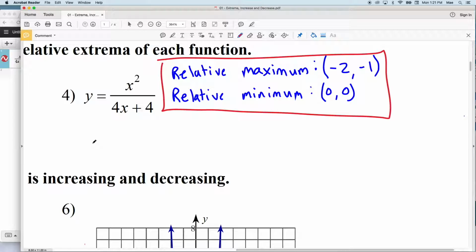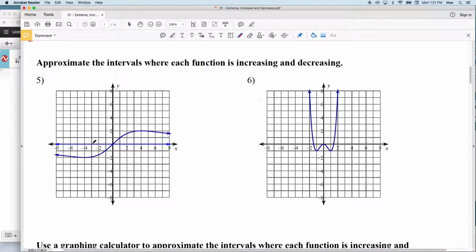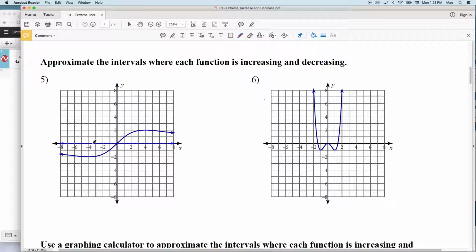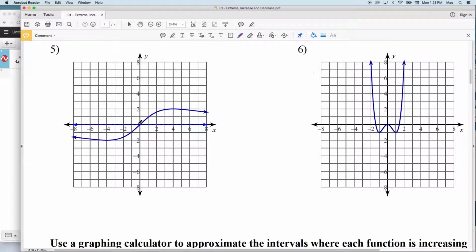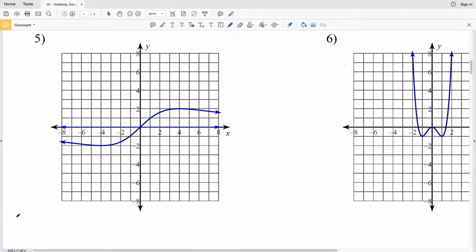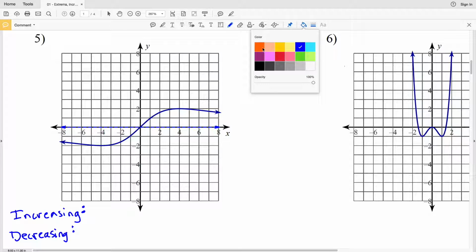Now let's move on to numbers 5 and 6. In numbers 5 and 6, we're given the graph of a function, and it says to approximate the intervals where each function is increasing and decreasing. So let's start by looking at number 5. Now remember, a function is increasing or decreasing until an extrema, or a point of discontinuity. But because number 5 is continuous, we know that it's going to be switching, either increasing or decreasing at those extrema. So let's locate those.